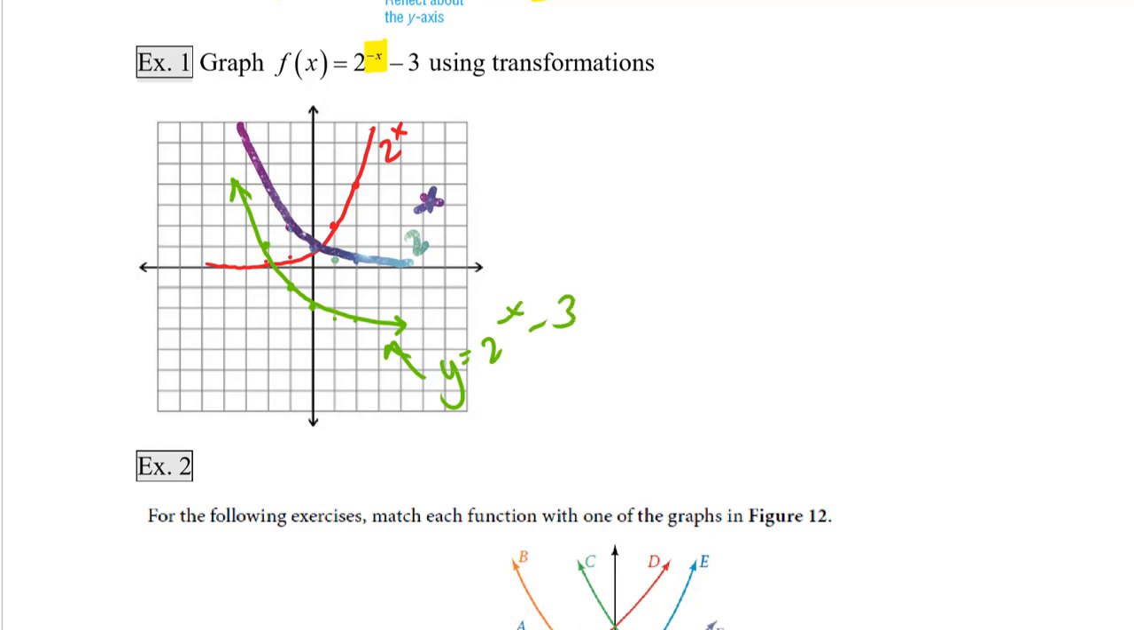Now let's just take a look at the domain and range. Because it's an exponential function, the domain is still going to be all real numbers. But because this graph got shifted down 3 units, the range is now y has to be greater than negative 3.